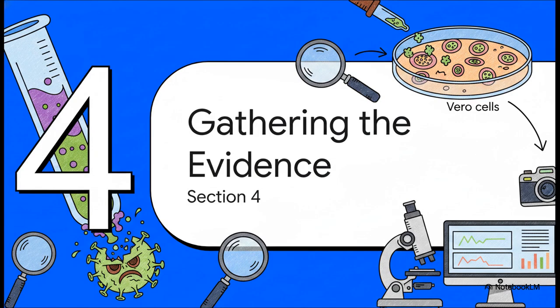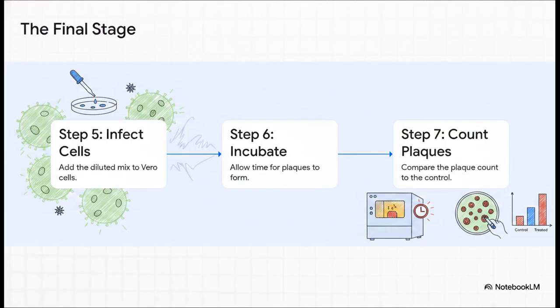All right, the battle in the test tube is over. Now it's time to find out who won. We need to introduce whatever's left of that virus to our potential victims, the Vero cells, and start gathering some hard evidence. So we take our diluted mix and pour it over a plate of those healthy Vero cells. Then we incubate it again, but this time we're waiting to see if any of the surviving viruses can infect the cells and create those dead spots, those plaques we talked about.